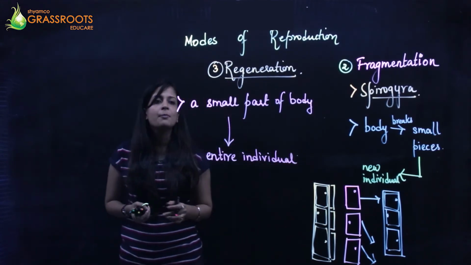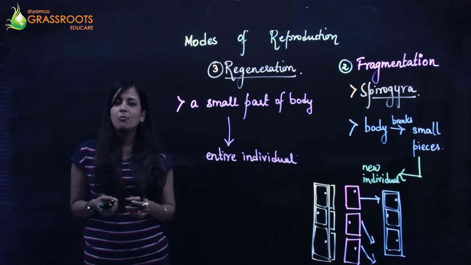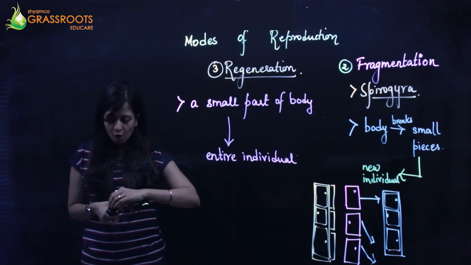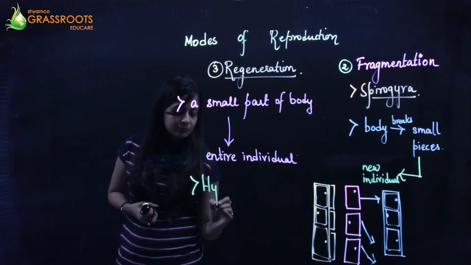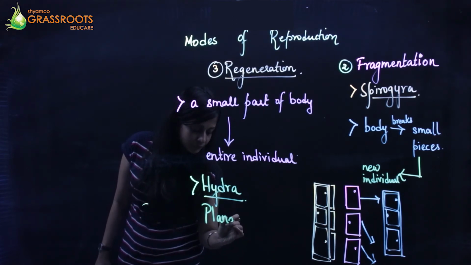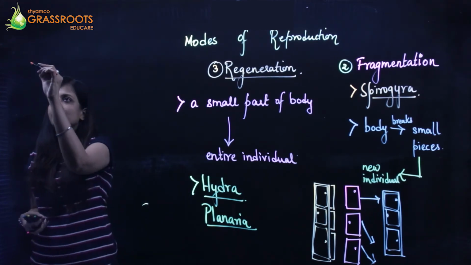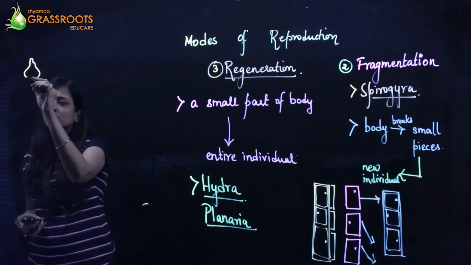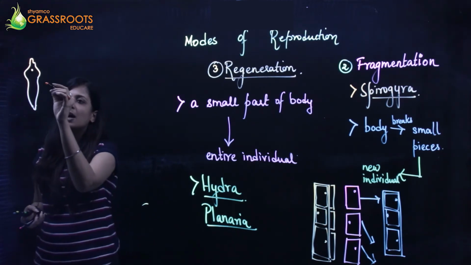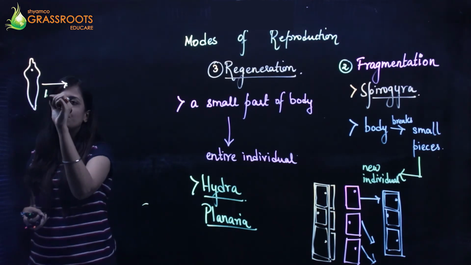Okay, so when I'm talking about a small part of the body, it can either break from the main body or it can be cut off from the main body. A very good example of this process of regeneration, we find it in Hydra and Planaria. So if I'm talking about the structure of the Planaria, it looks like this. Now, this process is known as amputation.